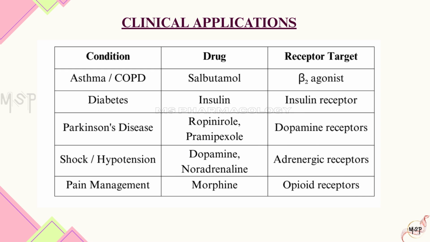Agonists are among the most widely used drugs in medicine. Here are key examples. Salbutamol, receptor target is beta-2 agonist; insulin, receptor; ropinirole and pramipexole, dopamine receptors; dopamine and noradrenaline, adrenergic receptors; and morphine, opioid receptors.